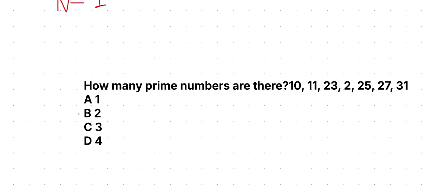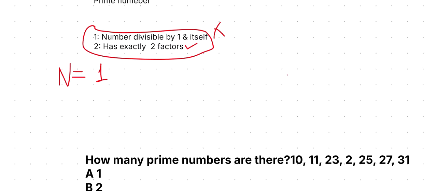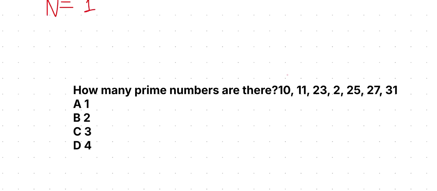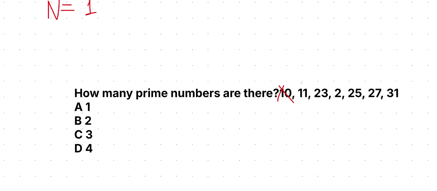Okay, so I'll tell you. If you see 10, we have factors of 10 like 1, 2, 5, and 10. 4 factors we have. So this is not a prime number. 11, we have factors 1 and 11. So we have two factors. This is a prime number. Now the next one is 23. Same for 23, we have two factors, 1 and 23. So we can say this is a prime number.